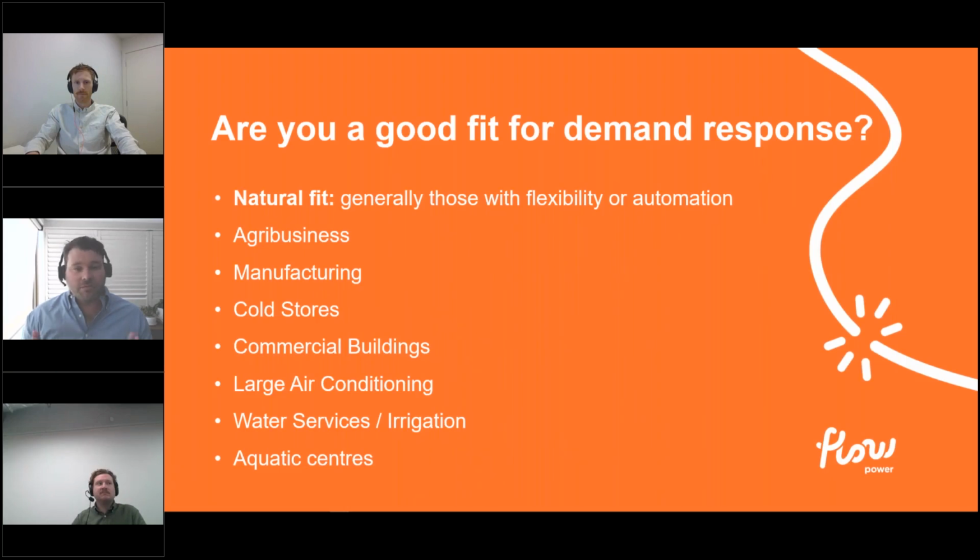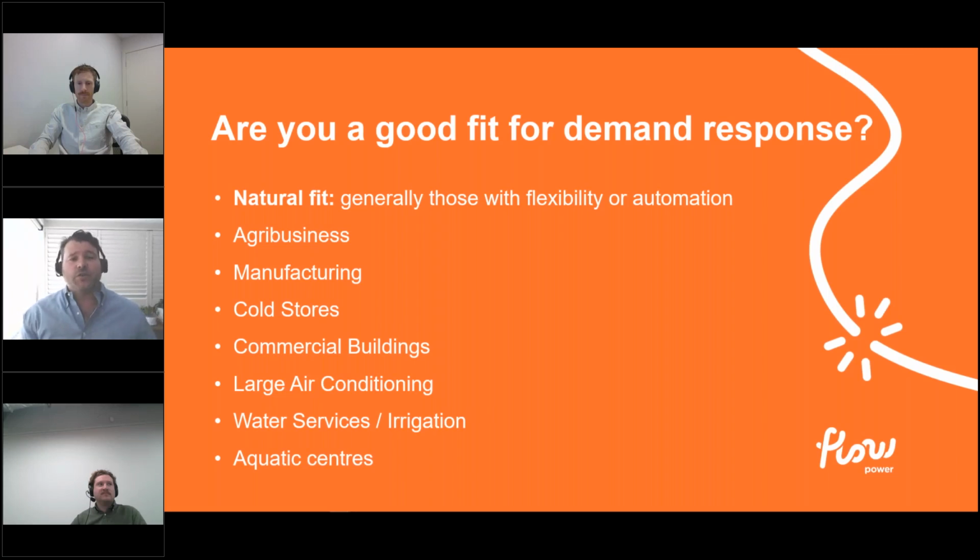So that's the how. Now this is the who. So who can take advantage of this? These are some of the customers or the industry types that Flow Power already has. And these are people who've either got quite flexible operations or have a high degree of automation. And that's not to say that you need either one of those things, but it makes demand response quite accessible.